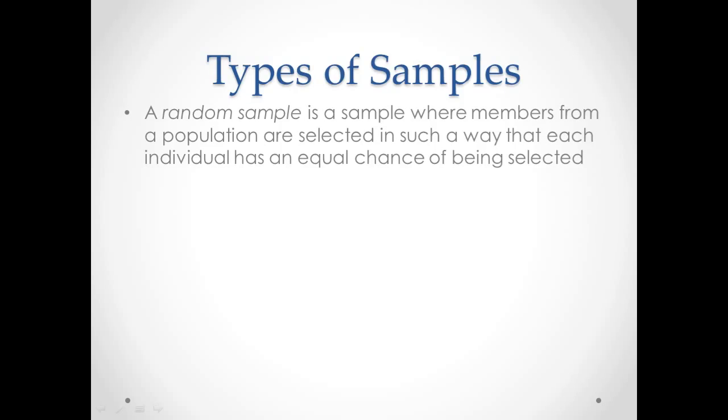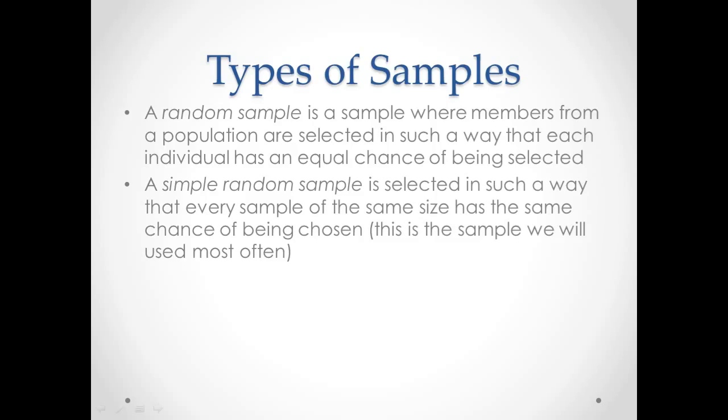So let's take a look at some types of sampling. First of all, a random sample: any sample where the members of the population are selected in such a way that every person has an equal chance of being selected. So if I have a group of 30 and I have to choose one person, every single person in that group has a 1 out of 30 chance of being selected. There's no bias towards anyone because of any type of advantage that there could be.